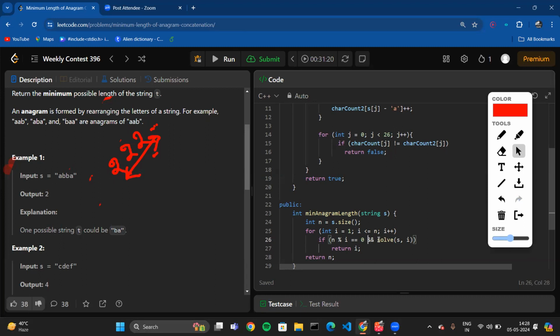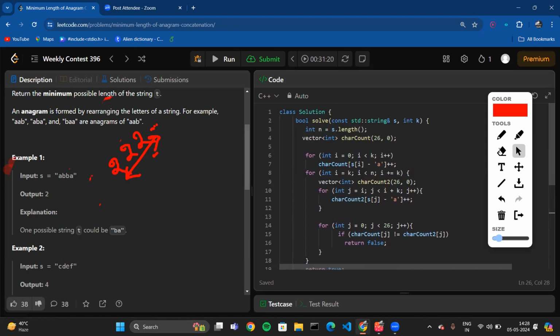Now, how to check if these i length strings are anagrams? Clearly I can use the frequency method for this, because if two strings are anagrams, then they will have the same character frequency, only rearranged. So what I will first do is find out the frequency of the first k letters, which I am considering as the length of the anagram string, and then compare it with the rest. If anywhere I find that their frequencies are not matching, then I will then and there return false.